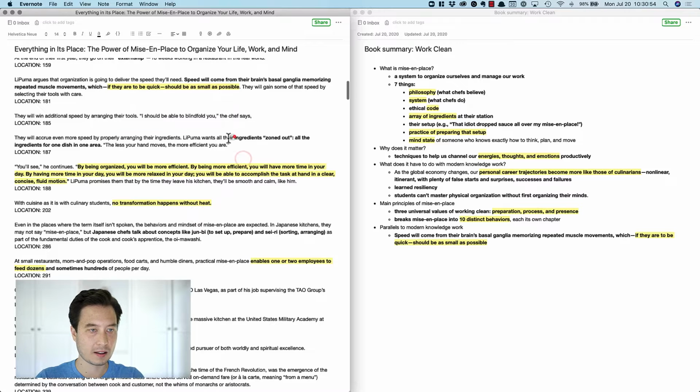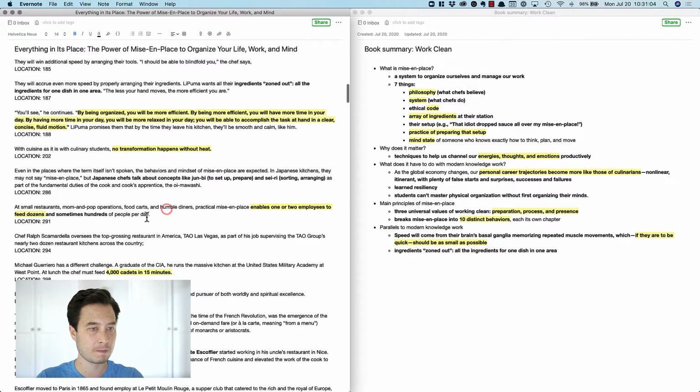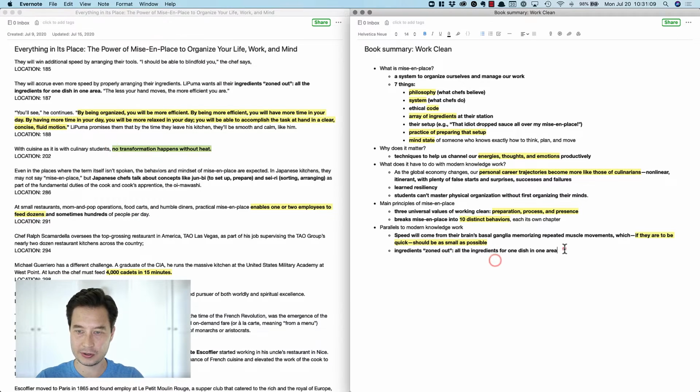Same thing here. It's obvious that all the ingredients or the tools for cooking should be in one area. We don't think of that in knowledge work. There's another clear lesson that we can learn. No transformation happens without heat. I might create a new section here, which is quotes.